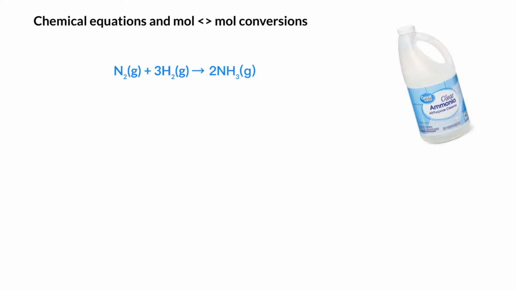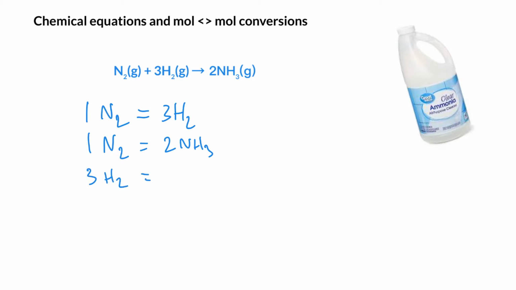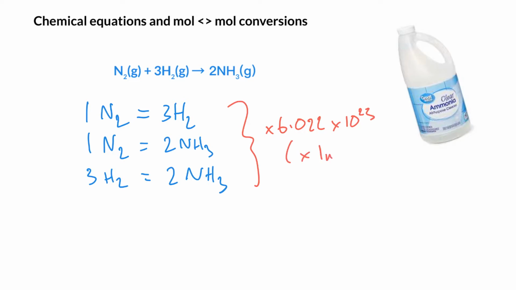Well, one way to look at it is that for every 1 nitrogen, it takes 3 hydrogens to react. Or for every 1 nitrogen, you end up making 2 ammonias. Or for every 3 hydrogens you have, you end up making 2 ammonia. So that's a couple of different ways you can look at it. We can also multiply all of this by a very cool number, Avogadro's number. So we can multiply by 6.022 times 10 to the 23, which really is just multiplying by a mole.